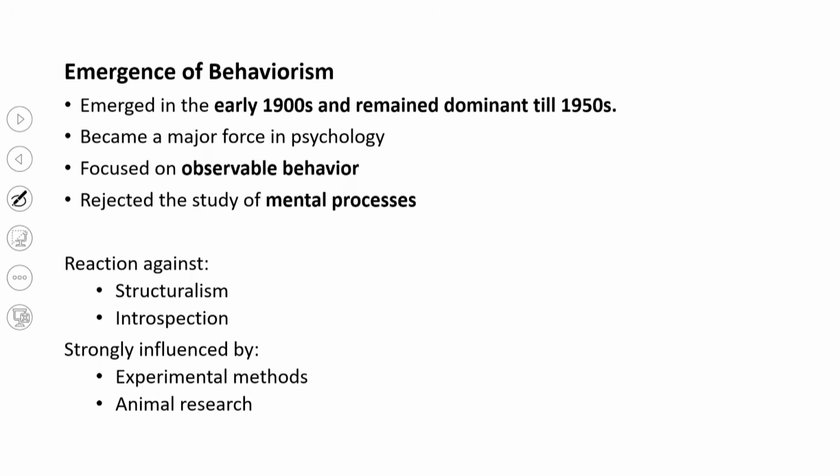The behaviorist school emerged in the early 1900s and remained dominant till the 1950s. Today also this school of thought is there, but obviously not very dominant. It became a major force in psychology, focused on observable behaviors, and rejected the study of mental processes as we discussed. It emerged as a reaction against structuralism and introspection. They said these are not required.